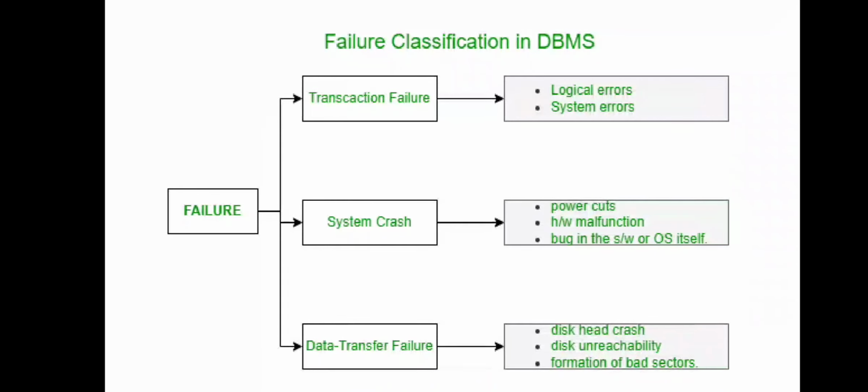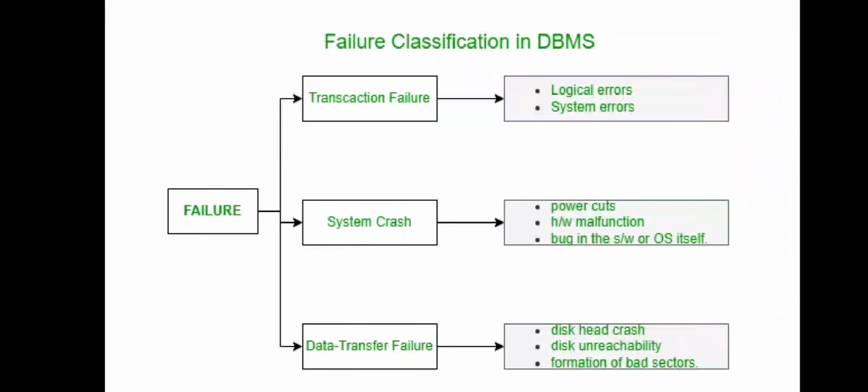So here is the classification of failures in DBMS. There are three main failures: transaction failure, system crash, and data transfer failure. So what do you mean by transaction failure? That is a logical error or system error.